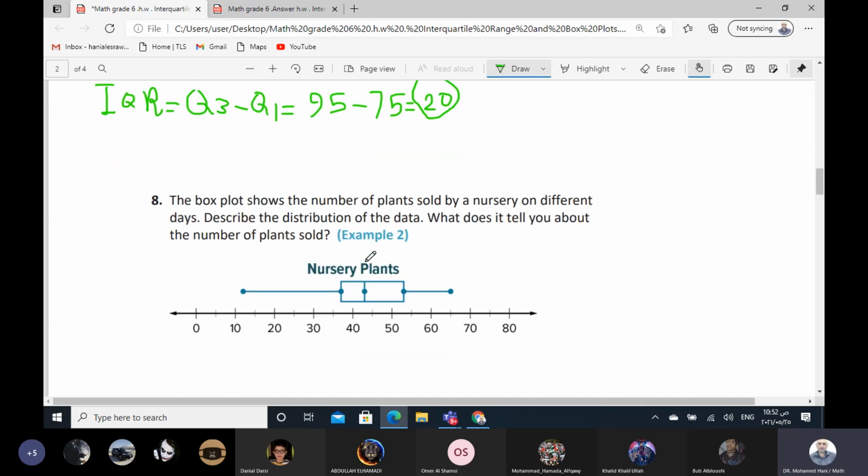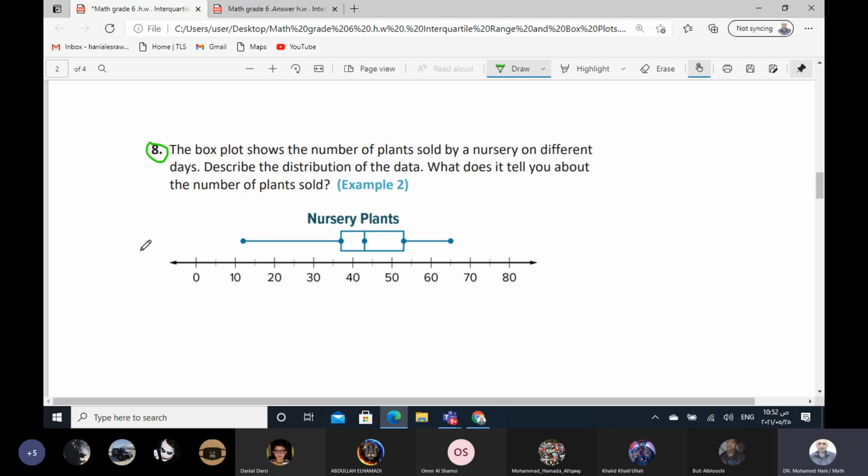Okay, who can read exercise number 8, please? Muhammad Hamada, start, please. The box plot shows the numbers of plants sold by a nursery on different days. Describe the distribution of the data. What does it tell you about the number of plants sold? Great, Muhammad. I want from all to try to find the range and the interquartile range. Then tell me what is your description.